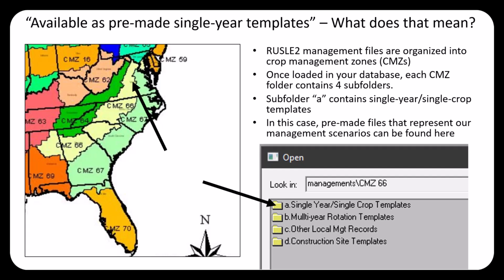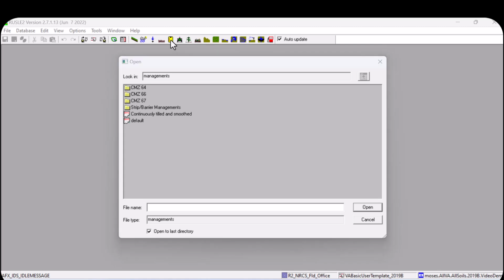Now let's open RUSLE2 and take a look at these management templates. I'm in my gray RUSLE2 screen here, and the first thing I always do is take my eye down to the bottom right-hand corner of the screen and check that I'm reading the correct Moses file, which I am, Moses database. Next, I check my user template, to make sure that my screen view is going to be what I expect, and it is. So now we're looking for some single-year, single-crop templates in CMZ 66. I'm going to go up here to my yellow clipboard icon, which is the management portion of my database. Open that. I'm going to navigate here to CMZ 66, the A subfolder, single-year, single-crop templates.